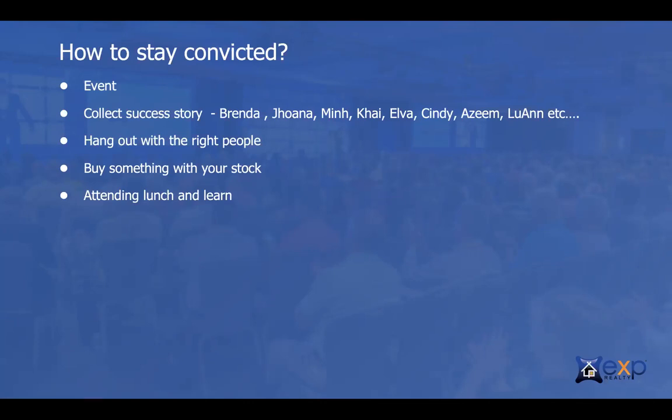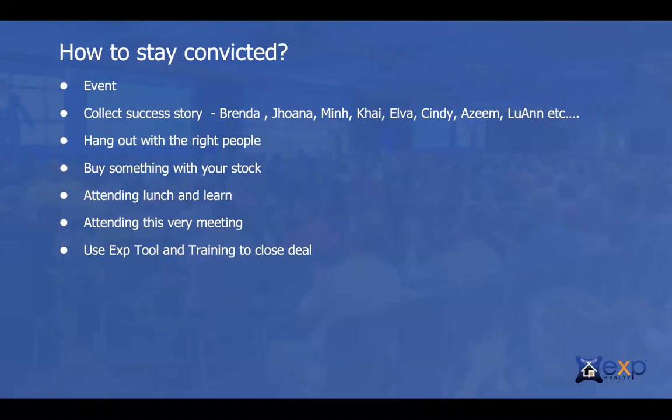Attending Lunch and Learn, which I talked about, is a really powerful event for you to connect your agent leads with a lot of the leaders in the group, and that's how we can connect and deliver more value to them. Attending this very meeting is the way to stay plugged in and stay convicted, to use a Grant Cardone term, into the company. Use eXp's tools and training to close the deal. Using KVCore to get the lead and close the deal, you're going to have more belief in the company and more success stories of your own to share.